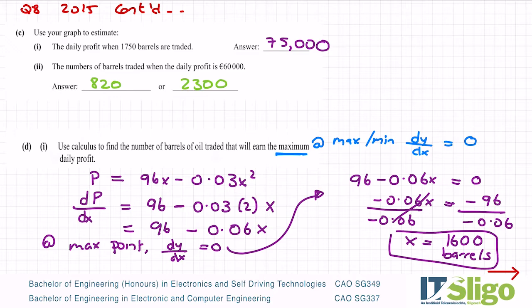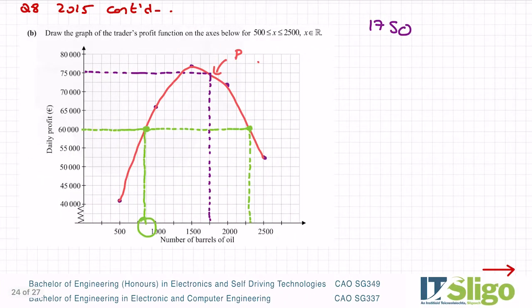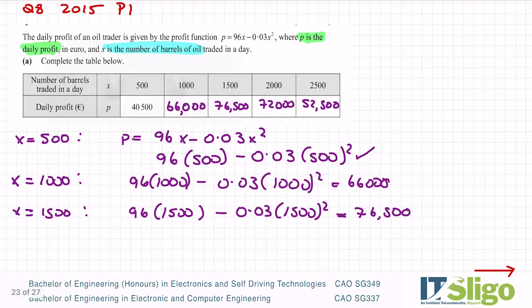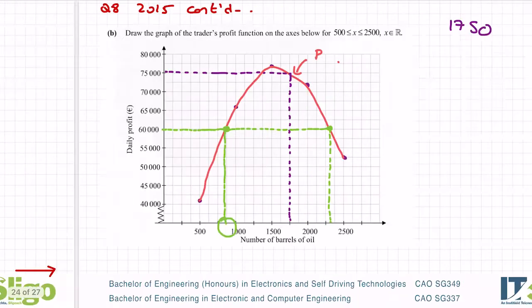Okay, so does that make sense? 1600. So somewhere here I get the maximum profit. Well, yes, that does indeed make sense. Even from the table, you can see you were up at very high profit around 1500. By 2000, you'd already started to fall. So somewhere here is the number of barrels that will give you the maximum profit.